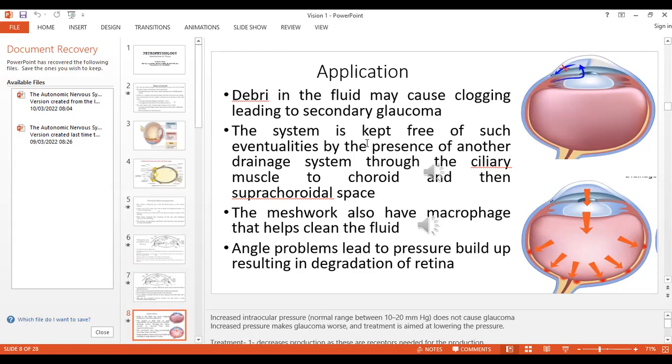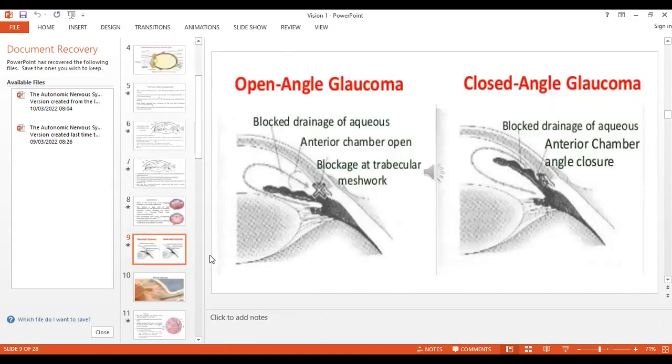So angle problems lead to pressure buildup, resulting in degradation of the retina. Hence, it leads to blindness, okay? So angle problems lead to pressure buildup and result in degradation of the retina. Remember, the retina is the area which is sensitive to light.